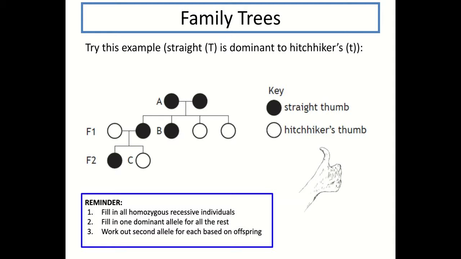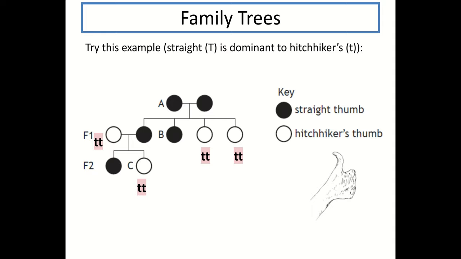So I'm just going to go through each of the stages, explaining our thinking. In the first stage here, we put little t beside each person that has hitchhiker's thumb, because hitchhiker's thumb is recessive. So if they have hitchhiker's thumb, they can only have the genotype little t. Then in stage two, I put a big T next to every other individual because they have to have at least one big T because they have straight thumbs. Finally, I work out the other allele, based on the genotypes of the parents or offspring round about them.